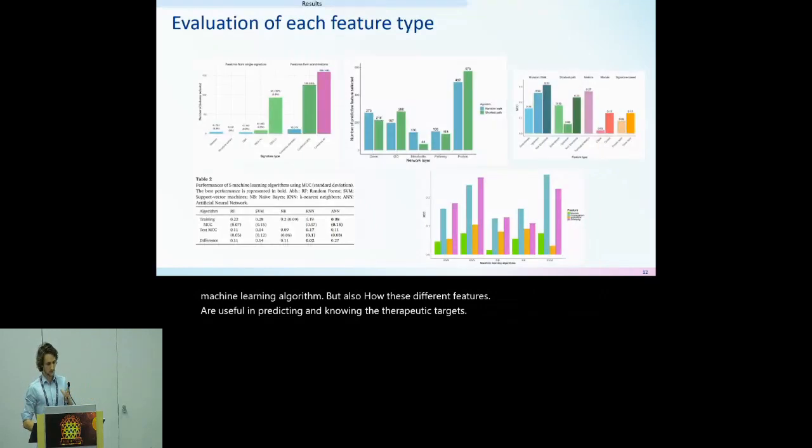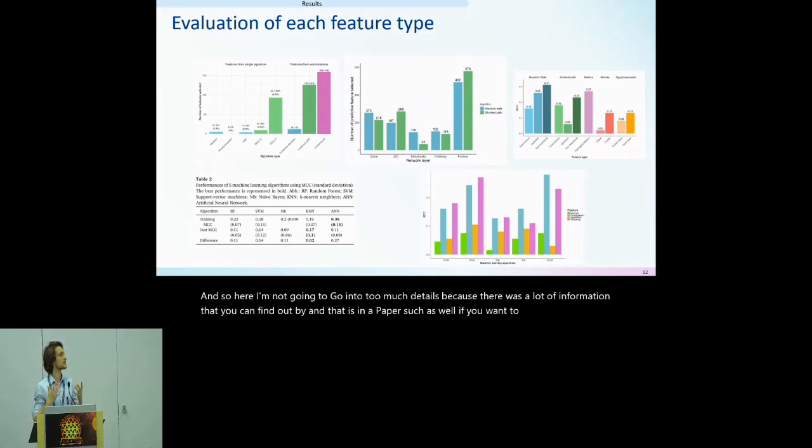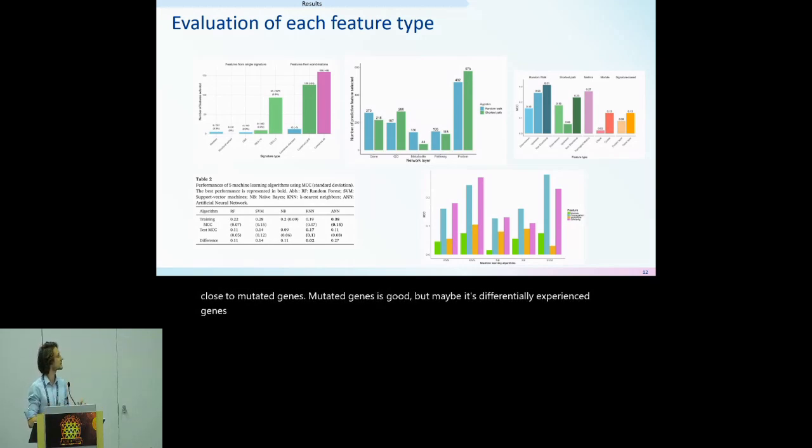And so here, I'm not going to go into too much detail because there was a lot of information that you can find out, and that is in a paper. For example, if you want to know if signature-based methods are predictive, you can use mutated genes, like maybe being close to mutated genes is good, but maybe it's differentially expressed genes or structural variant genes. So we could find out some results like this, or what layer is most important in the graph, or is being directional important or not? Is it better to have non-directional interactions in the network?